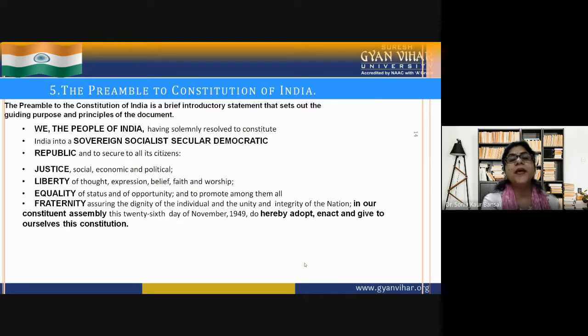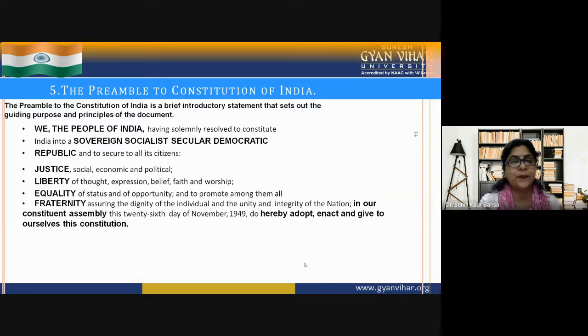Now, the preamble to the Constitution of India, that's very important for everyone to understand. The preamble to the Constitution of India is a brief introductory statement that sets out the guiding purpose and principles of the document. And this is how we describe the heart and soul, the nutshell of the constitution of our country. So I read it word for word.